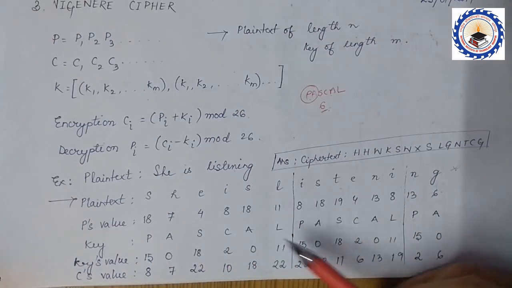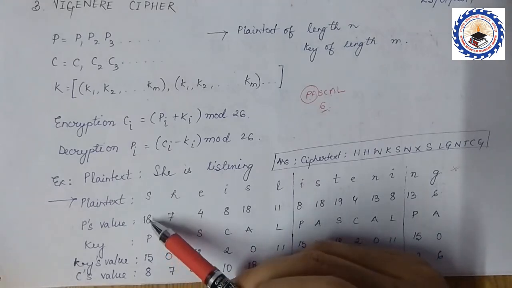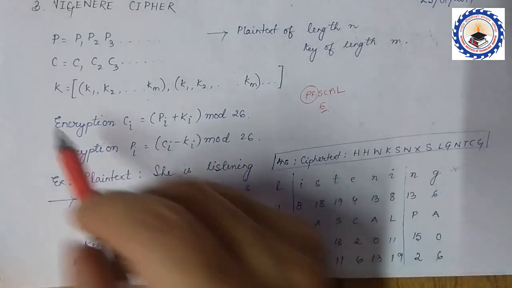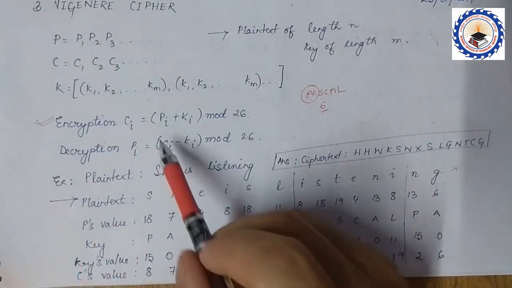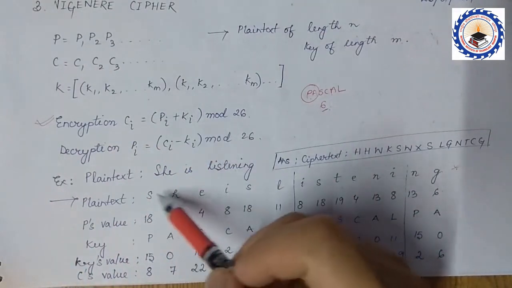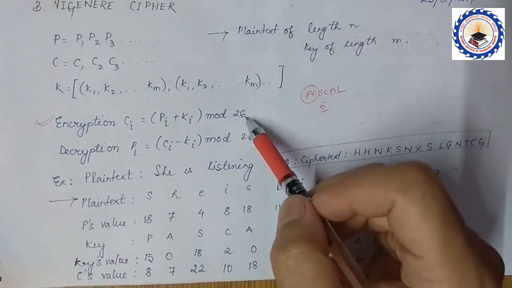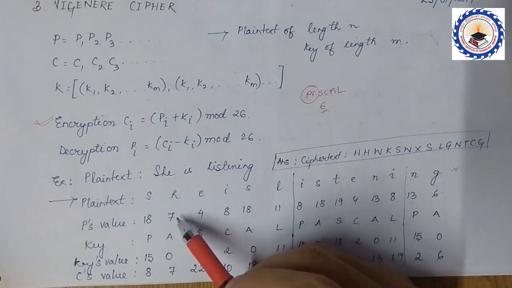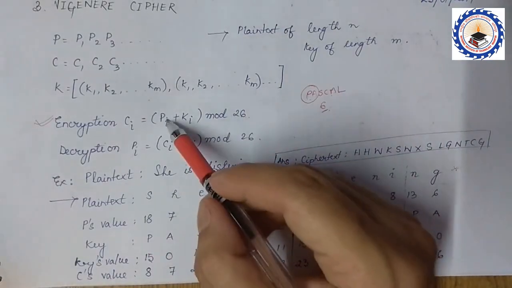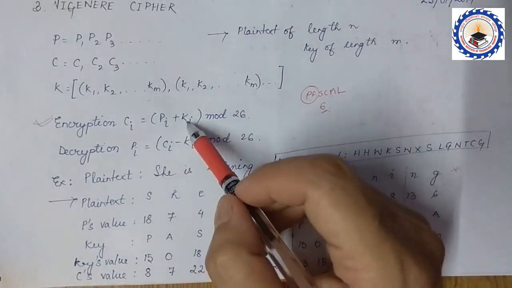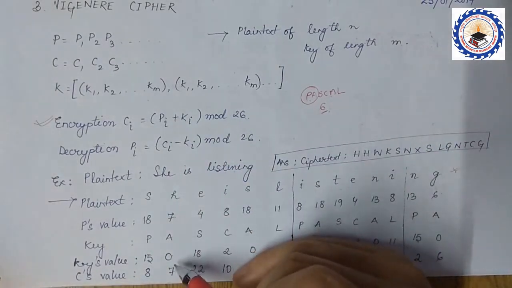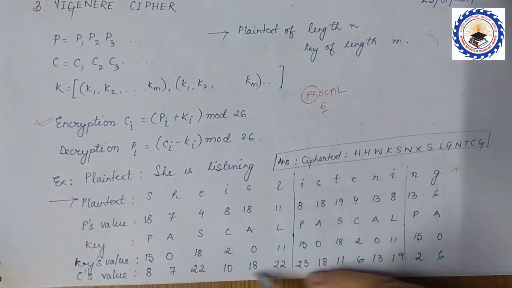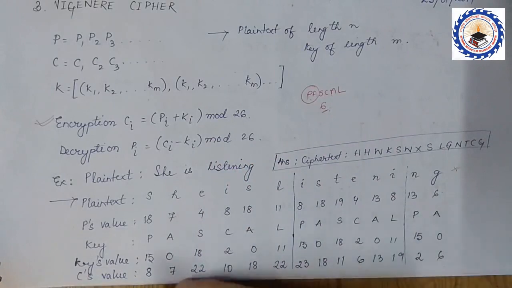After converting, we now consider only these 2 numbers. Now we are performing the encryption operation. It is Pi plus Ki for that particular value, then mod 26. If you perform this, you will get 8 as the value here. If you take this example, 7 is the value of Pi and 0 is the value of Ki. So 7 plus 0 is 7, and 7 mod 26 is again 7. So these are the C's values.